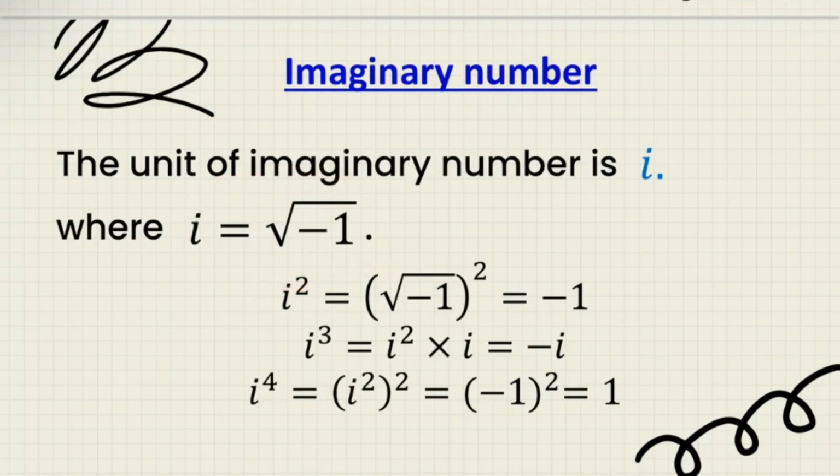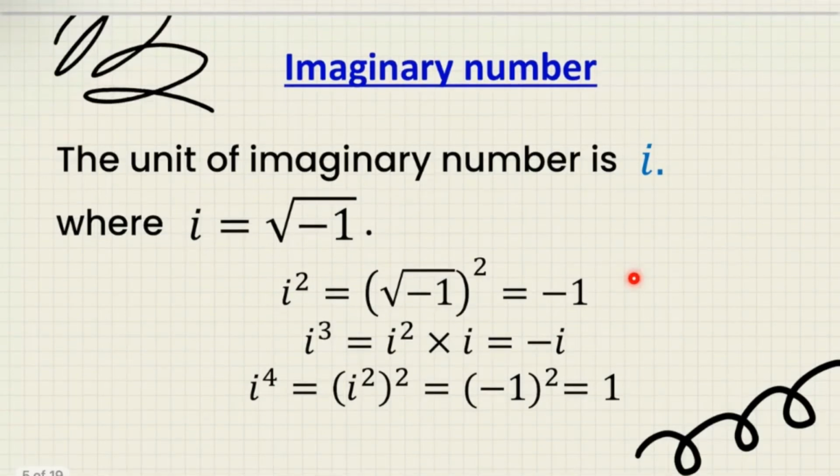So a few properties untuk imaginary numbers, yang ini pun ada dekat dalam nota. Okay, kalau kita ada I equals to square root of negative 1, so I squared kita akan sama dengan square root of negative 1 squared. So bila square root of negative 1 squared, so this square root can cancel with this squared. So tinggallah negative 1 sahaja. Okay, so that is I squared.